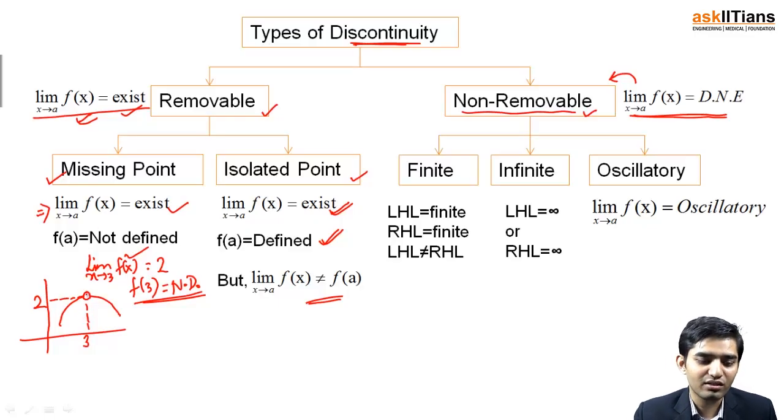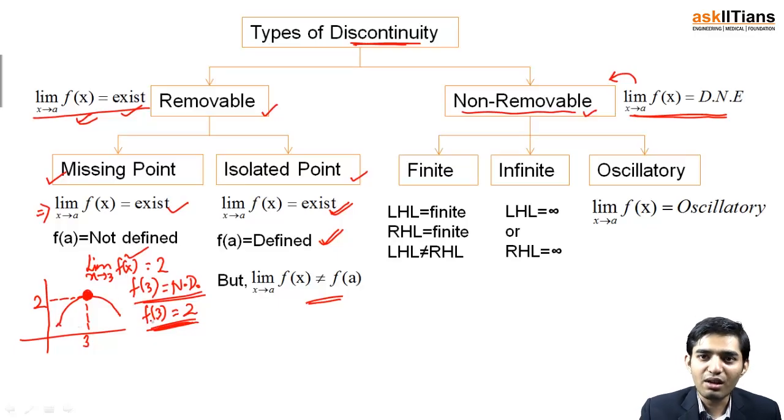Because this point is missing. If there was a dot here, if I define f of 3 as 2, if I define the function in such a manner that f of 3 becomes equal to 2, then this graph will become a continuous graph.